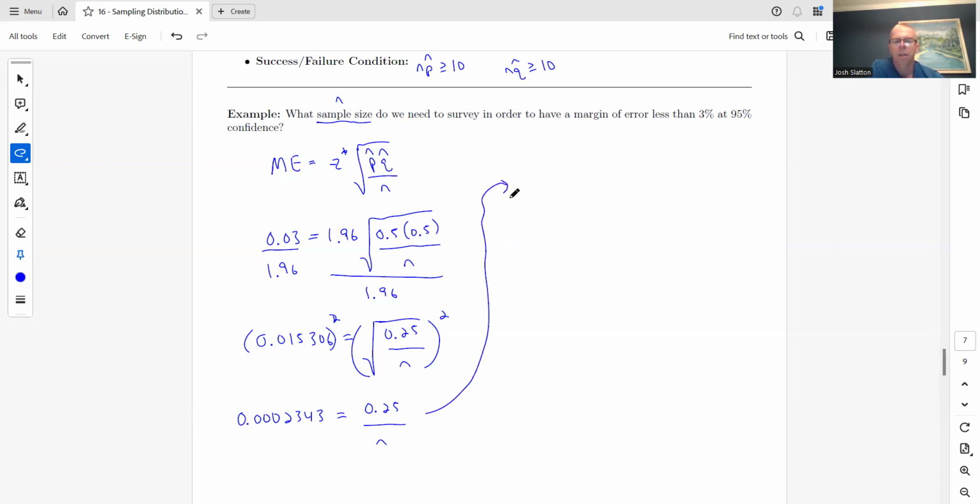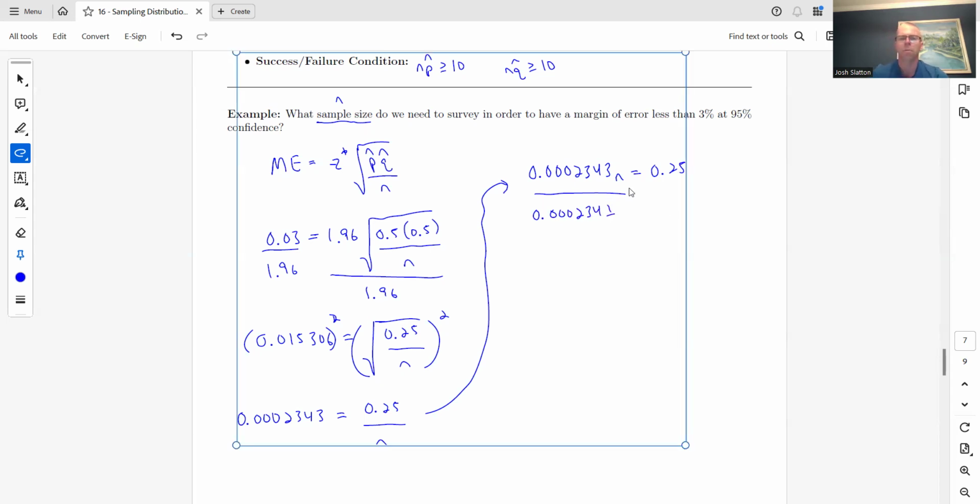All right, so let's go back up here. And so now we can cross multiply. Now it's a fairly easy algebra problem to do. We'll divide by that number. Just ignore that box, I guess. And so then we get 1067.1.